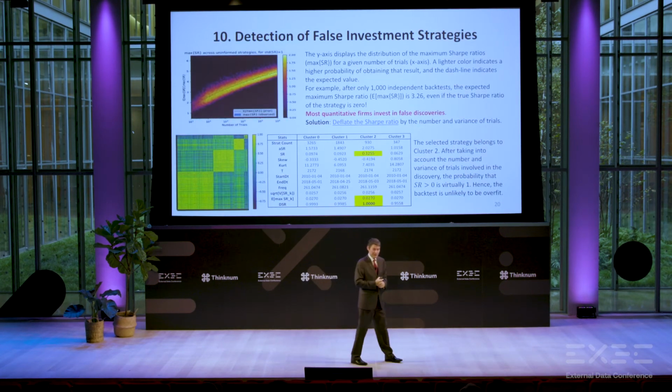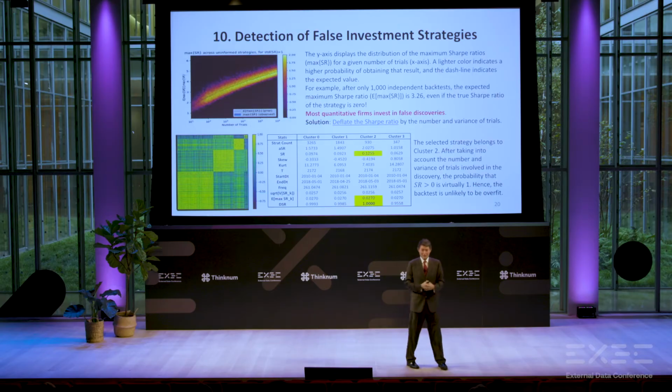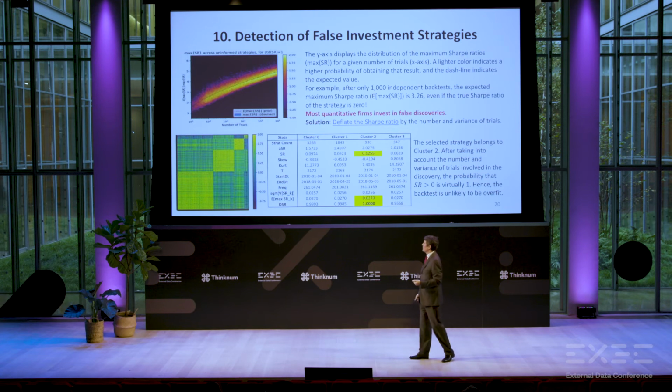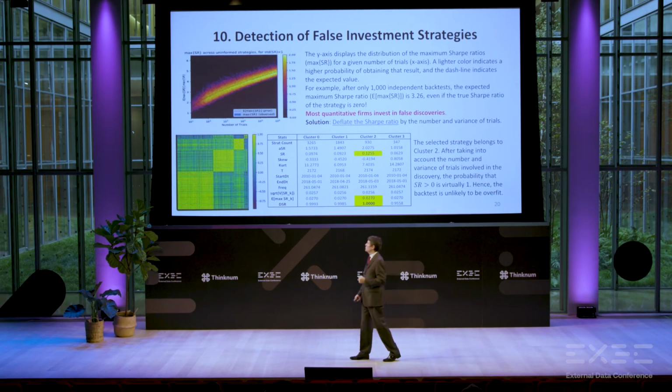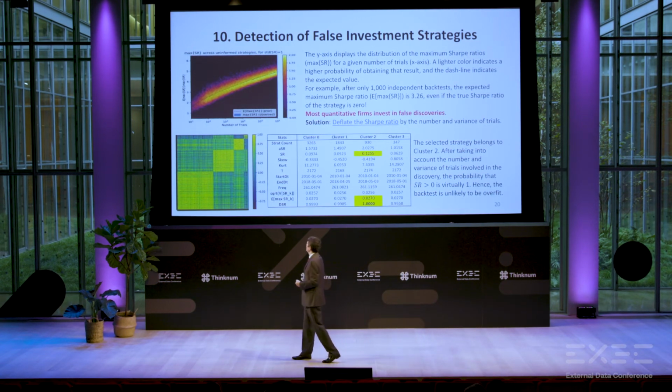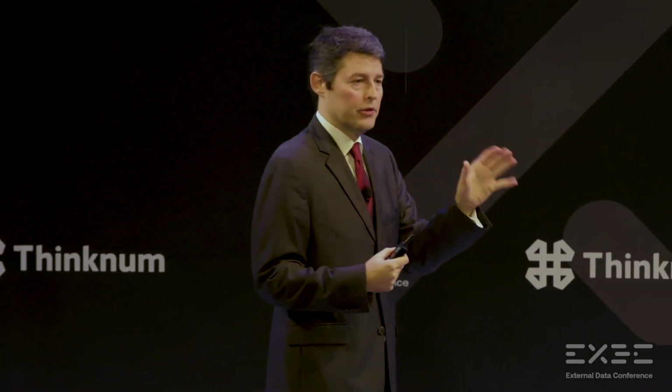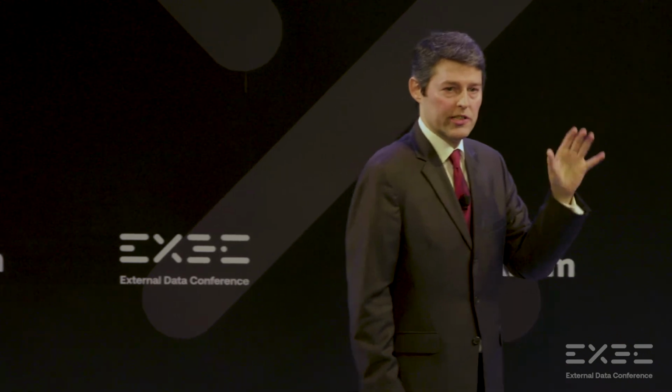Application number 10 is very dear to my heart: the detection of false investment strategies. As you know, if you run thousands of backtests, let's say that you run 1,000 backtests, the expected value of the maximum Sharpe ratio that you should obtain is around 3.5, even if the underlying strategy has a Sharpe ratio of 0. What I'm telling you is that, of course, as a result of multiple testing, we should expect false positives.